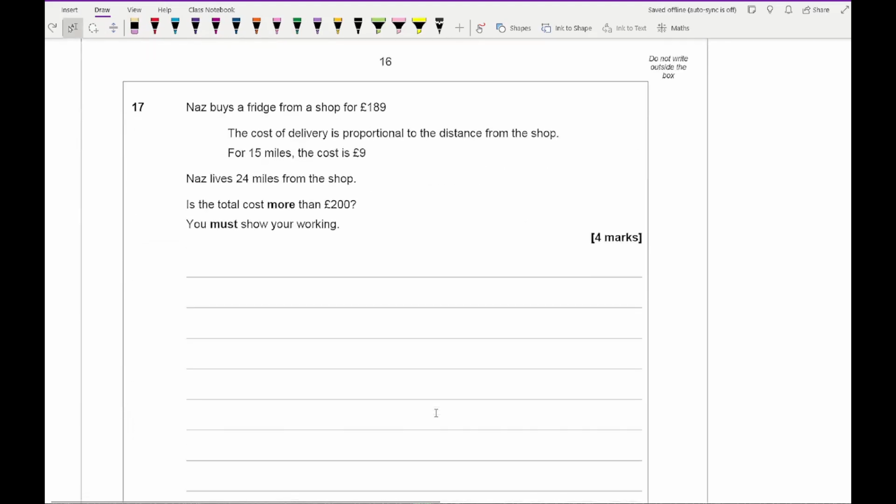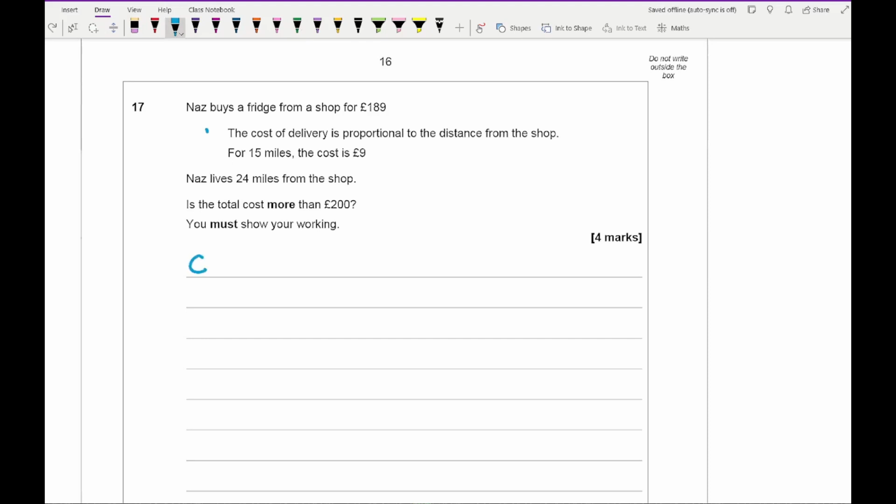Moving on to question 17, it says Naz buys a fridge from a shop for £189. The cost of delivery is proportional to the distance from the shop. For 15 miles, it costs £9. Naz lives 24 miles from the shop. Is the total cost more than 200? So for this particular question, let's first tackle and find the cost and the general rates of things.